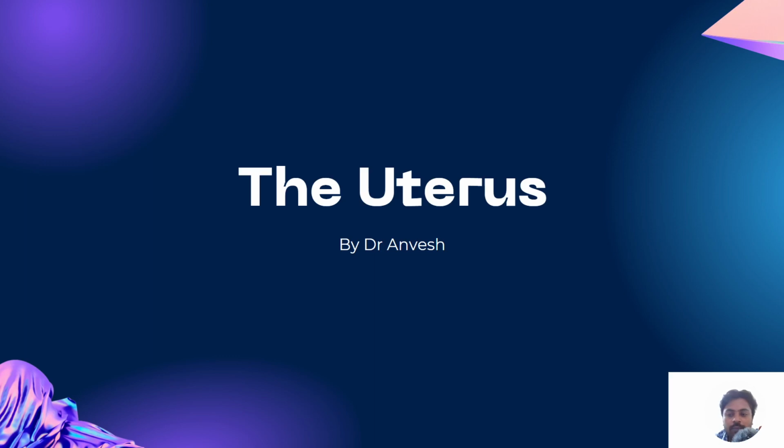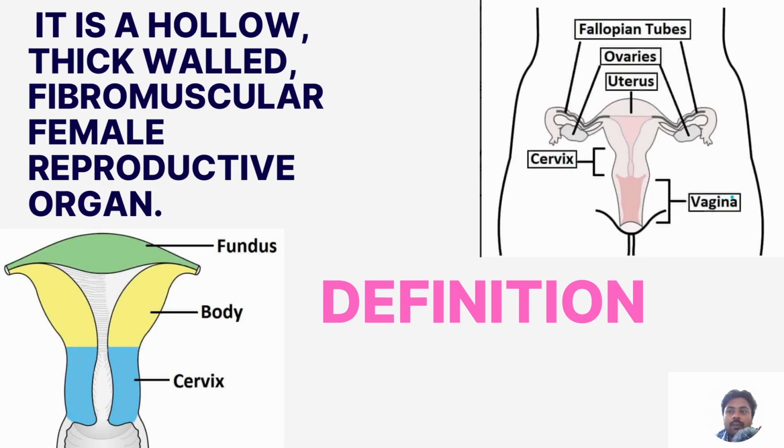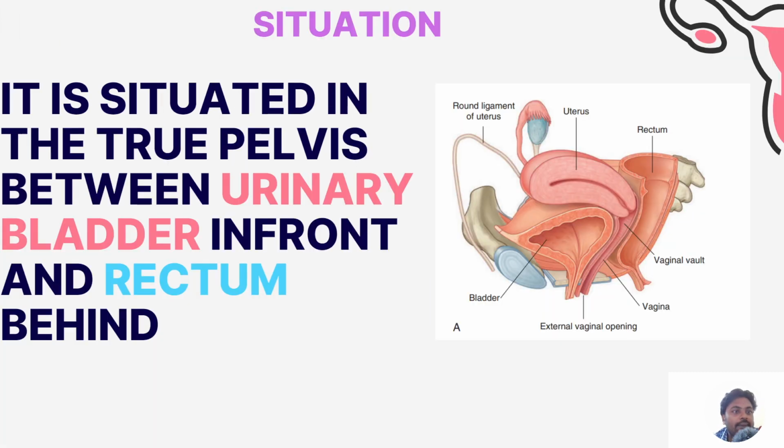Good afternoon. Today we will discuss the anatomy of the uterus. Definition: it is a hollow, thick-walled, fibromuscular female reproductive organ. It is situated in the pelvis between the urinary bladder in front and the rectum behind.